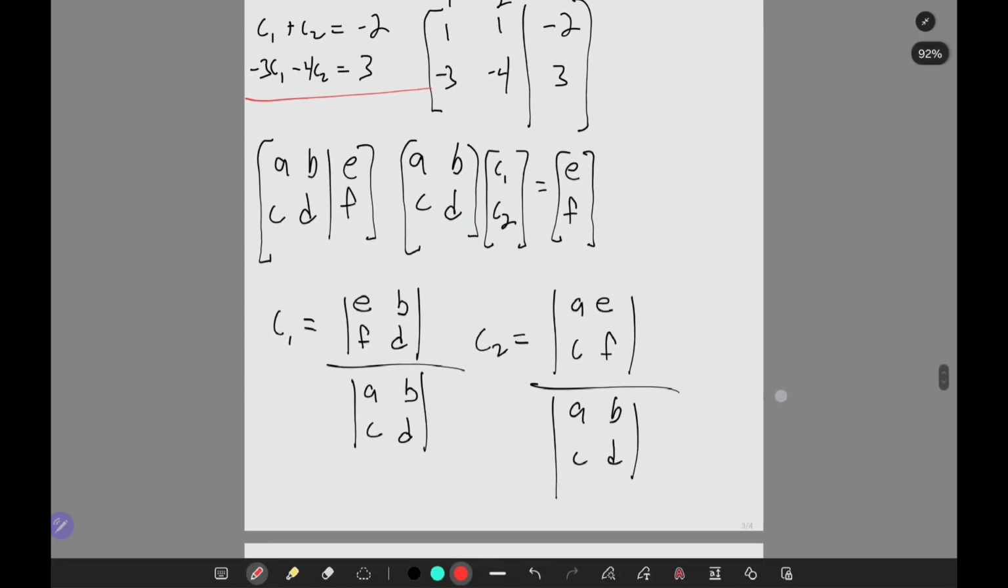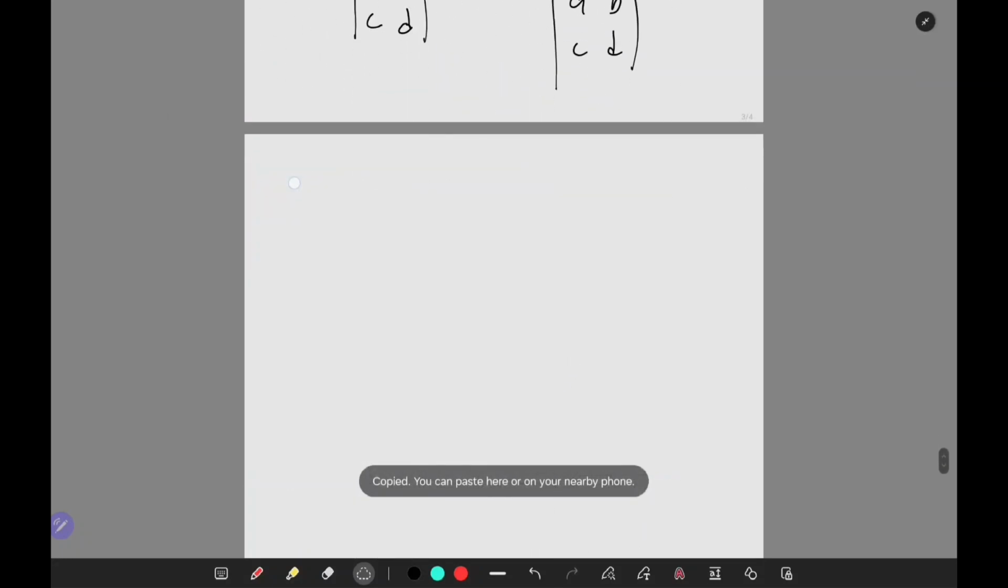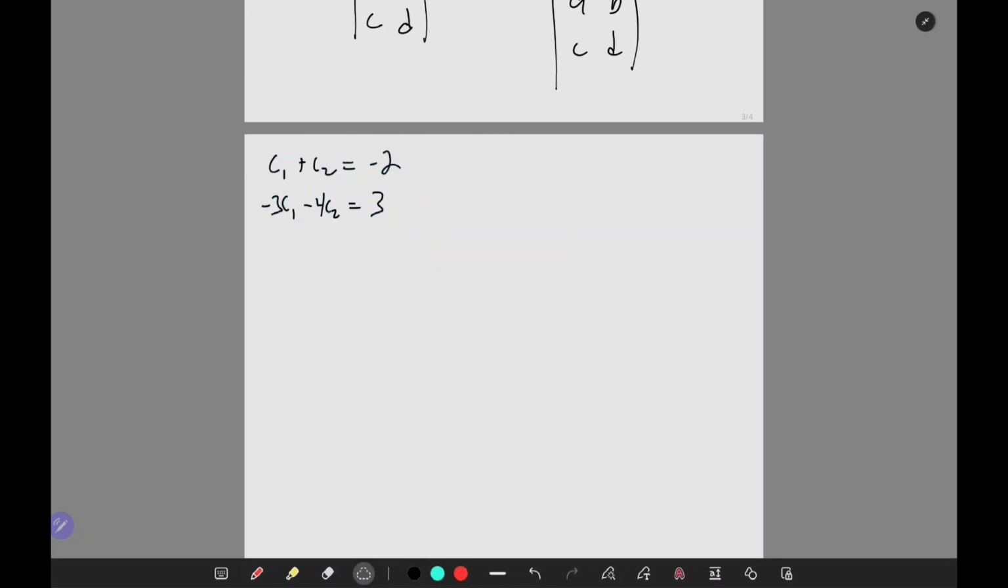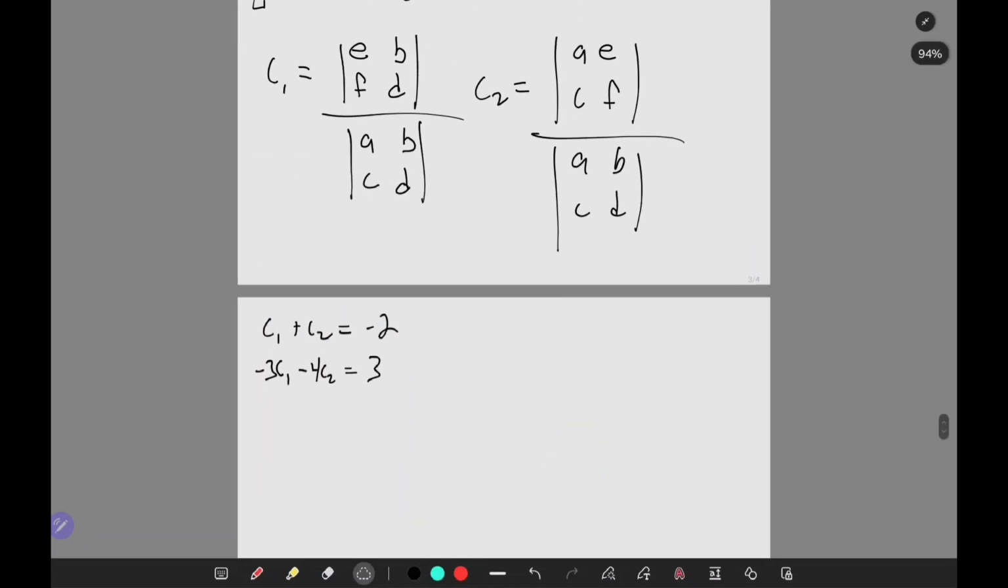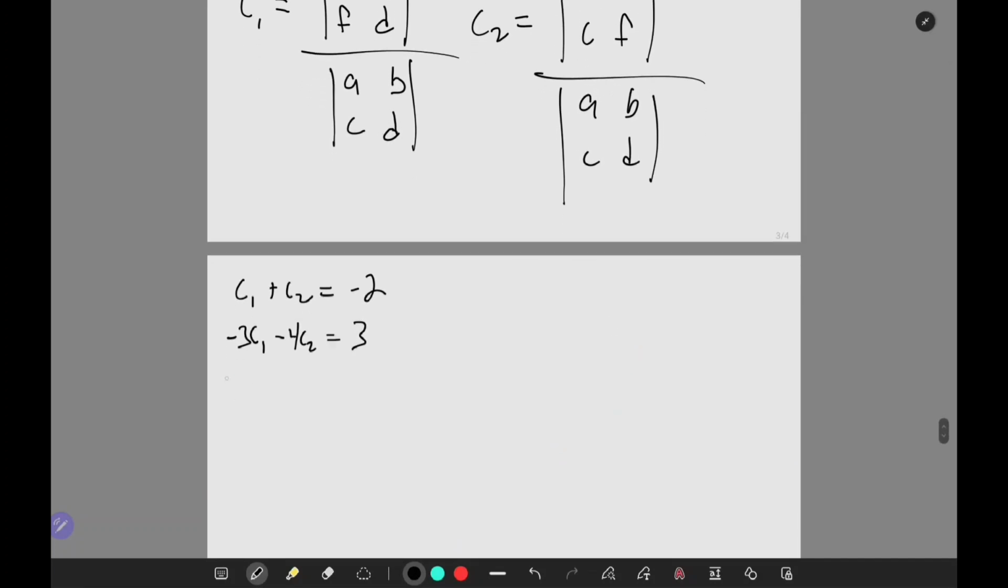So if we look at our system now, let me copy this. Let's follow this formula that we have here. Now remember, this is basically like saying A C1 plus B C2 is equal to E, which is -2. Here, so I'll do this. A, B, and this is E, right?